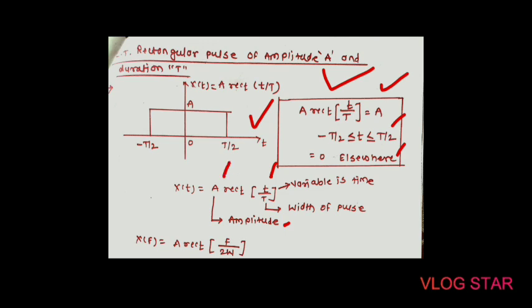The rectangular pulse is an even or symmetrical function, hence it is possible to represent the rectangular signal in the frequency domain also. If we want to express the rectangular pulse in the frequency domain, then it is given by the formula X of f is equal to A rect of f divided by 2W, where W is the width of the pulse.